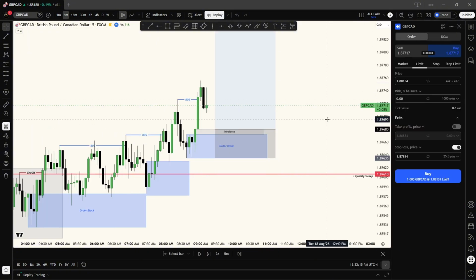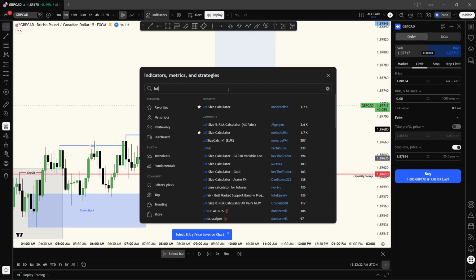Now, I'll use the replay tool to show you this trade. I want to step you through it exactly as it happened when I was trading live on my own account.